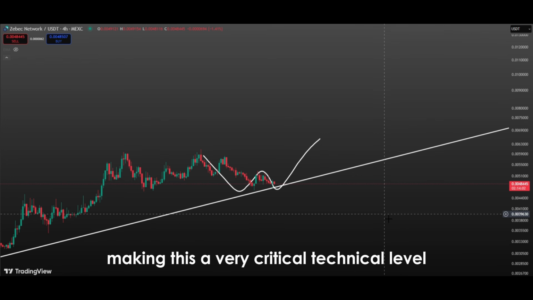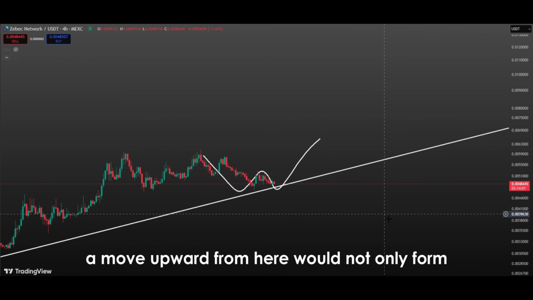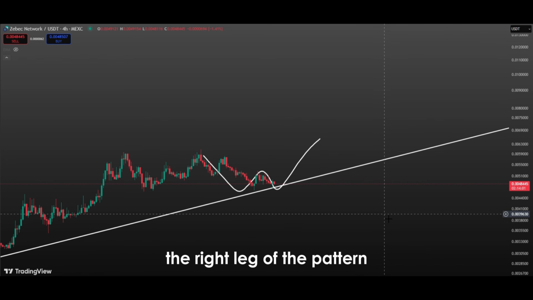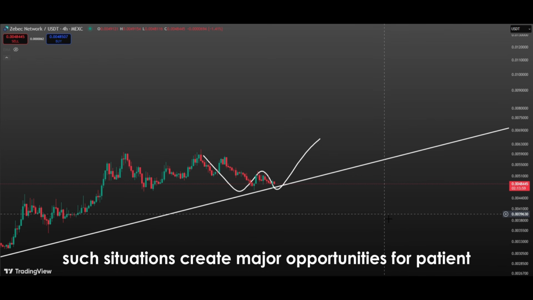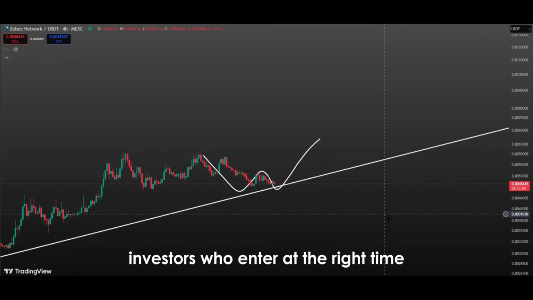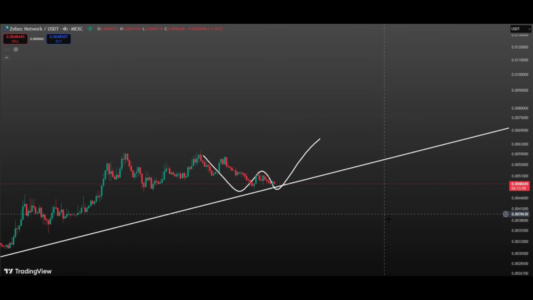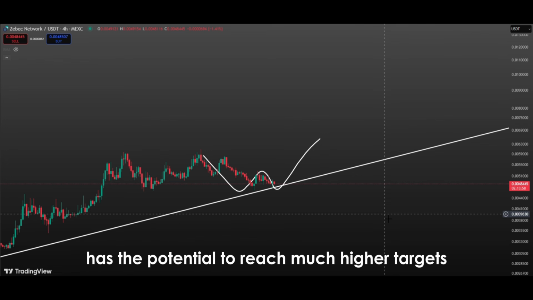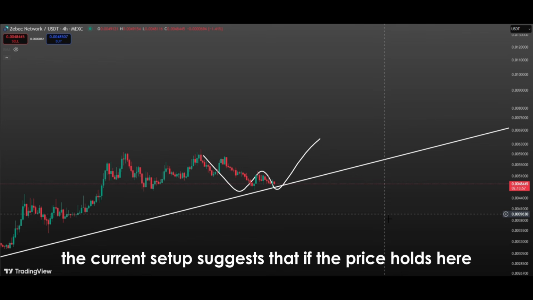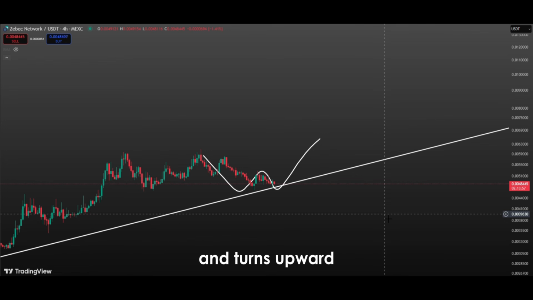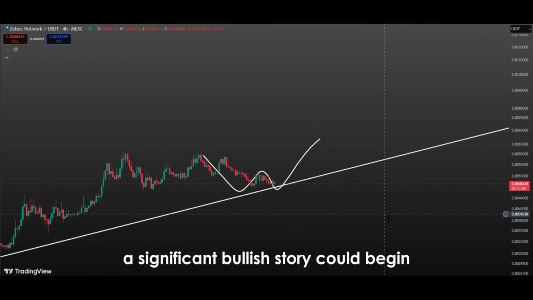In conclusion, the current price action is at the second bottom of the W pattern, making this a very critical technical level. A move upward from here would not only form the right leg of the pattern, but also restore investor confidence, setting the stage for a strong uptrend. Such situations create major opportunities for patient investors who enter at the right time. A move starting from the second bottom has the potential to reach much higher targets once the neckline is broken. The current setup suggests that if the price holds here and turns upward, a significant bullish story could begin.